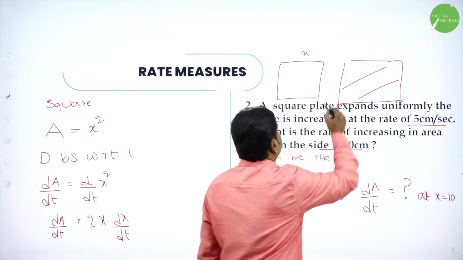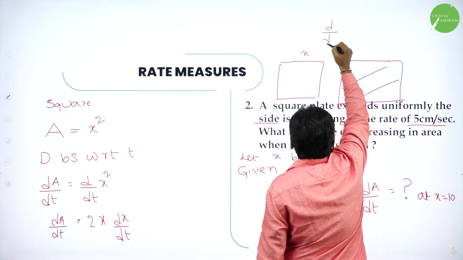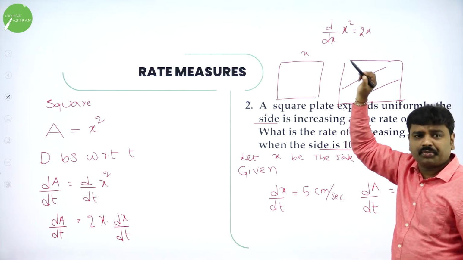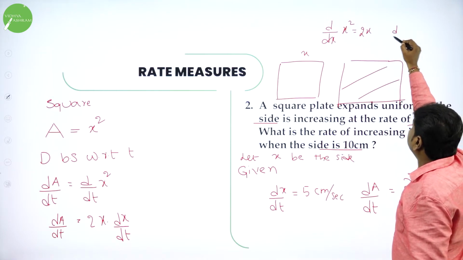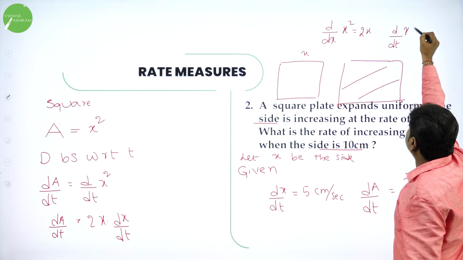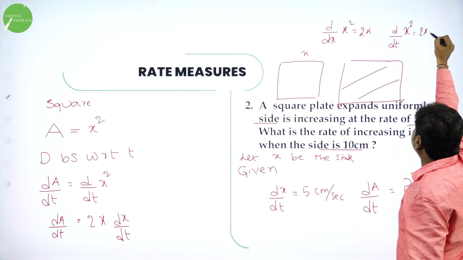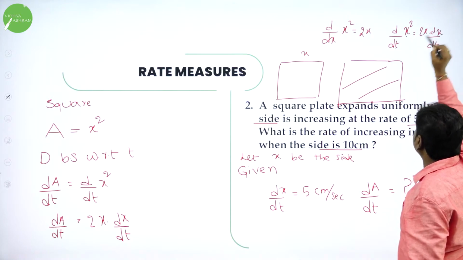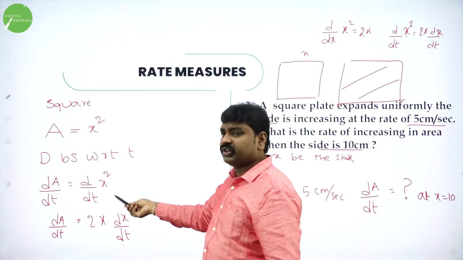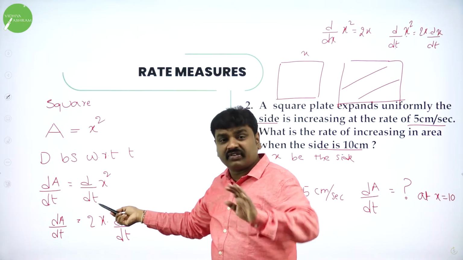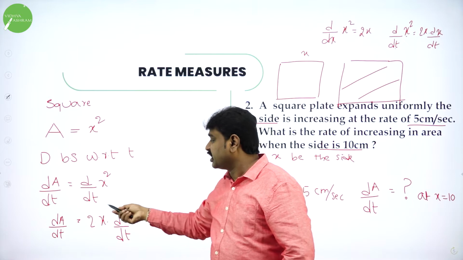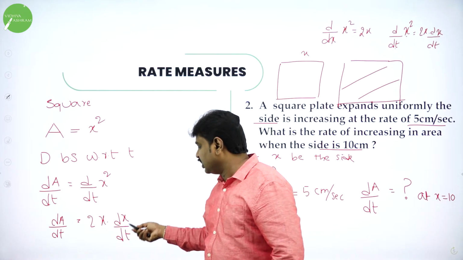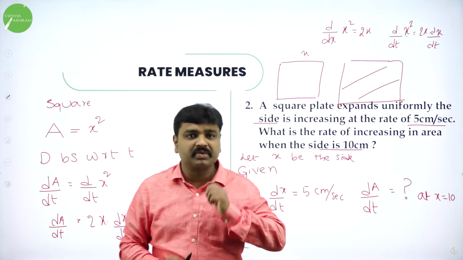Let me clarify some important concept. Suppose if I ask d by dx of x square, you will write 2x and you will stop. But they are not asking d by dx, they are asking d by dt. D by dt of x square means 2x along with that into d by dt of the internal function, because here the variable is t. The internal function is x. So derivative of x square is not just 2x here, because I am not differentiating with respect to x, I am differentiating with respect to t. That's why d by dt of x square is 2x into dx by dt.